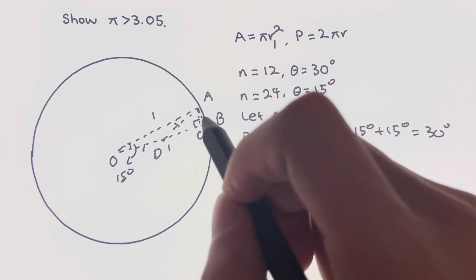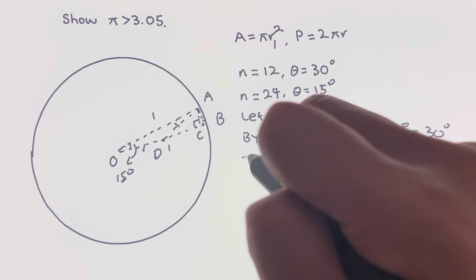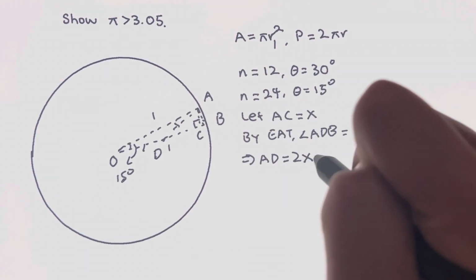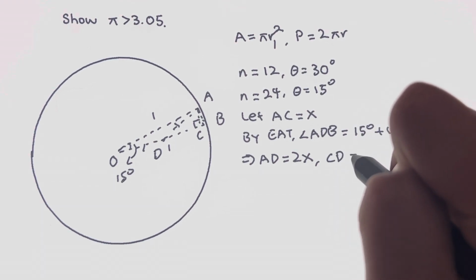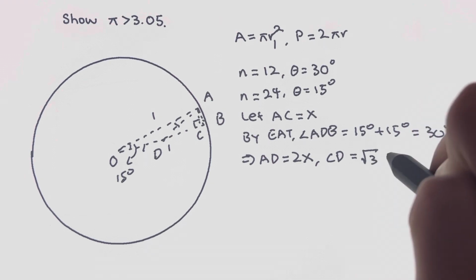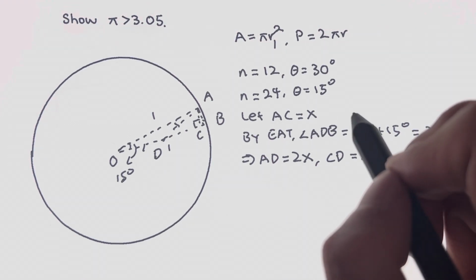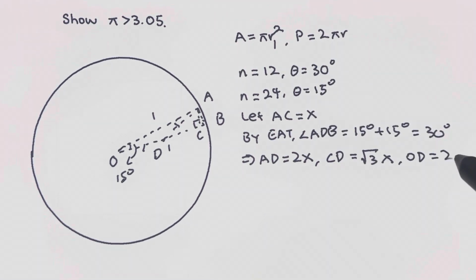So if you let AC equal x, that would mean that AD equals 2x by the ratios. And then CD will be square root 3 times x. And then we know that AD equals OD. So OD is also going to be 2x.